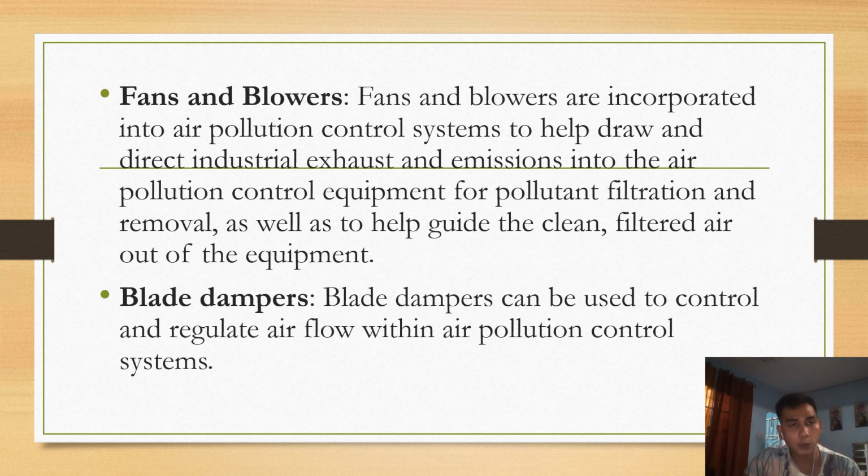Blade dampers can be used to control and regulate airflow within air pollution control systems. These devices are available in manually or automatically operated designs as well as employ electrical and or pneumatic actuators to open and close the device's blades. There are two main types of dampers available: parallel and opposed blade dampers, each of which is suited for different specifications and requirements.